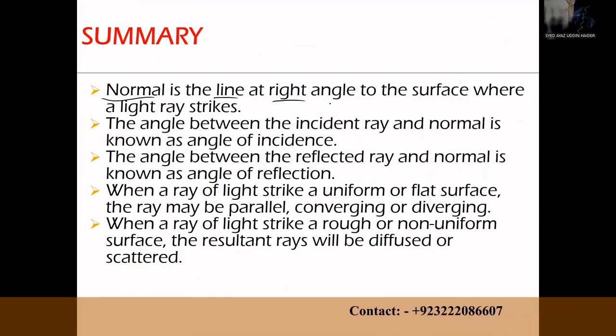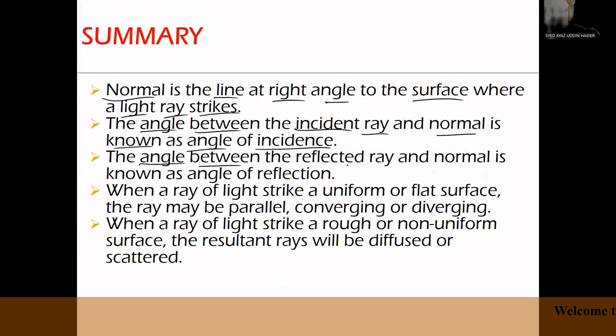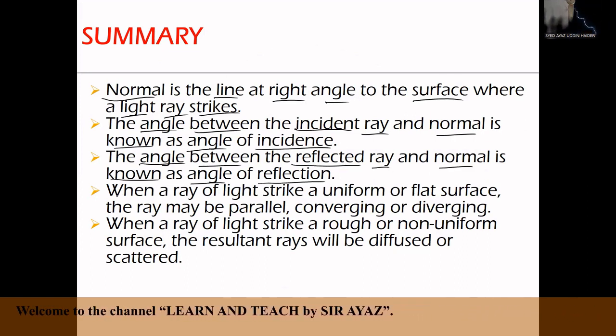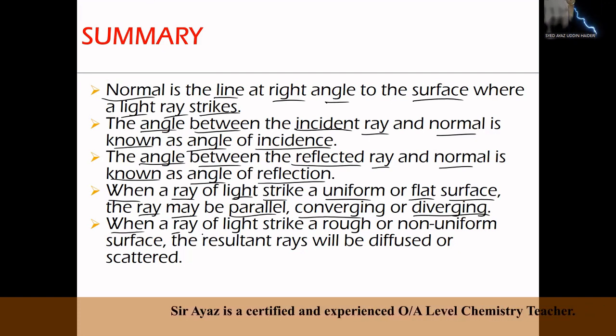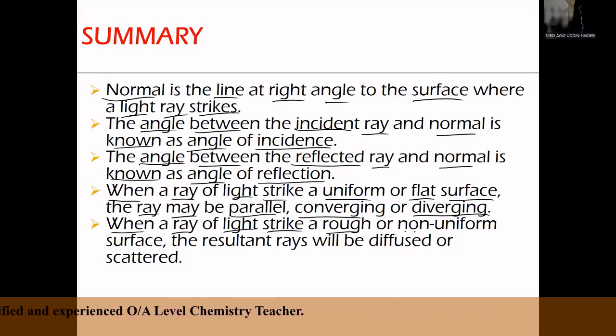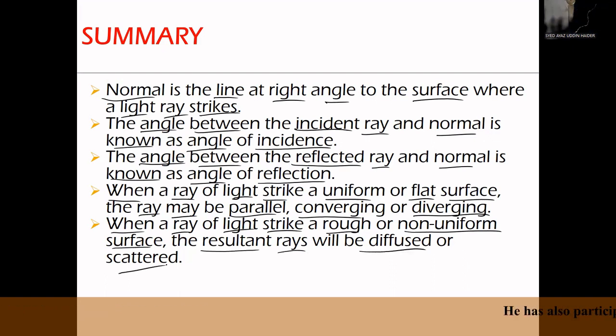Normal is the line at right angle to the surface where a light ray strikes. The angle between the incident ray and normal is known as angle of incidence. The angle between the reflected ray and normal is known as angle of reflection. When a ray of light strikes a uniform or flat surface, the ray may be parallel, converging, or diverging. When a ray of light strikes a rough or non-uniform surface, the resultant rays will be diffused or scattered.